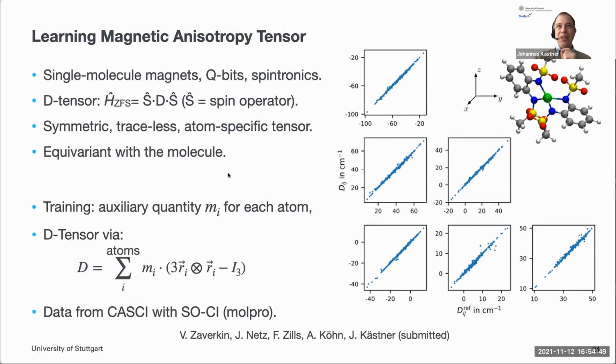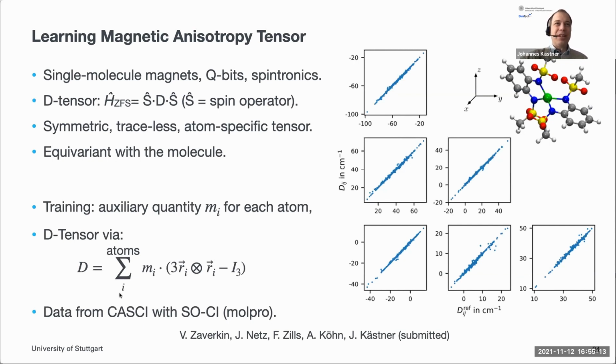And to do so, we train an auxiliary quantity, a scalar quantity for each atom. That sounds familiar, doesn't it? I mean, it's the same as we train potential energy surfaces. There we also have a single quantity and energy per atom. And from that single quantity, from that scalar quantity, we construct symmetric traceless tensors. And we do that in the same way as quadrupole moments would be constructed.